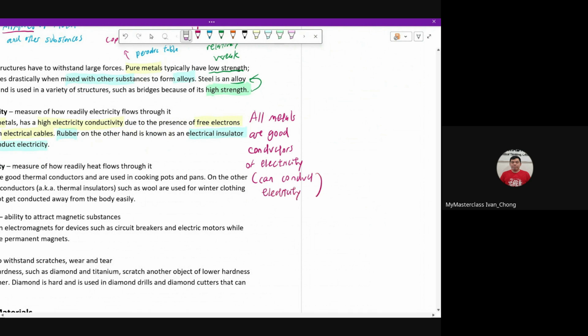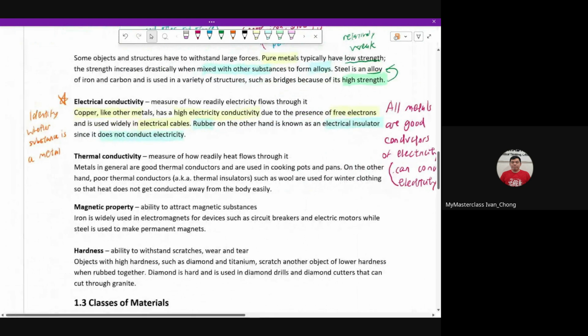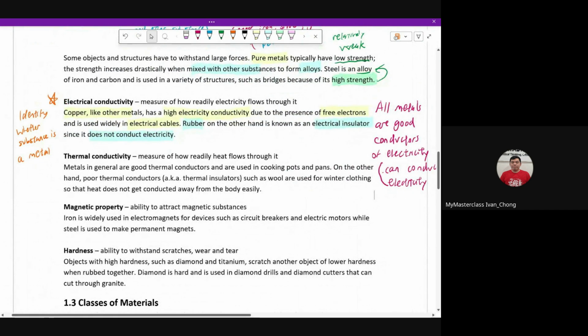Okay, so only non-metals cannot conduct electricity. Okay, and similar to your thermal conductivity. Now, thermal means heat. So this is your heat conductivity. So metals, same thing. They are actually good thermal conductors as well. So they are good conductors of heat. So we use it for cooking and stuff like that.